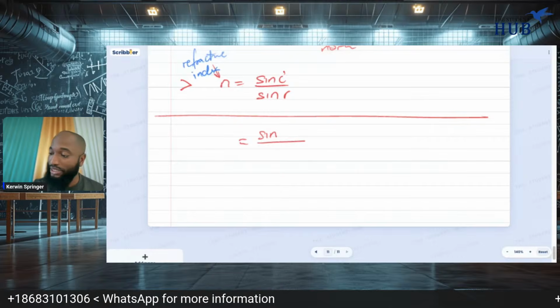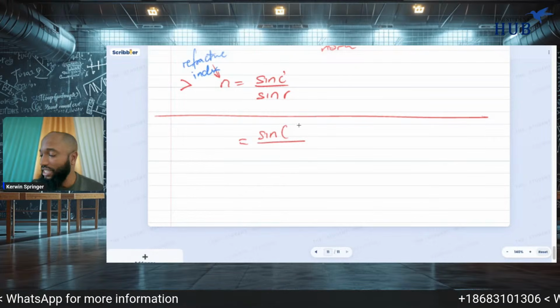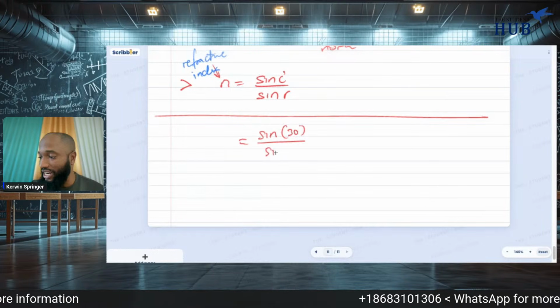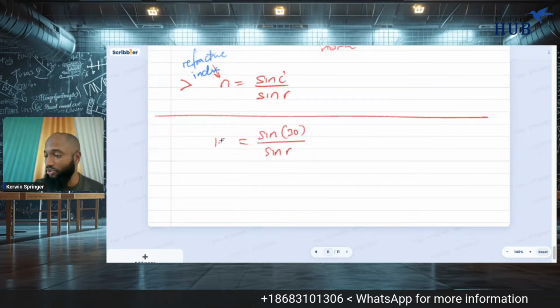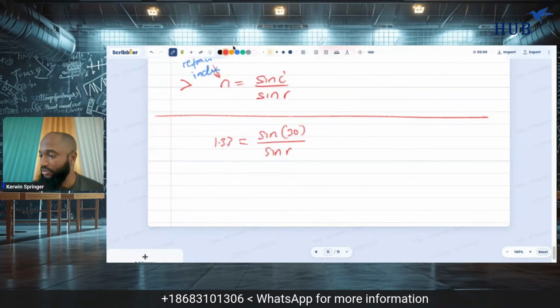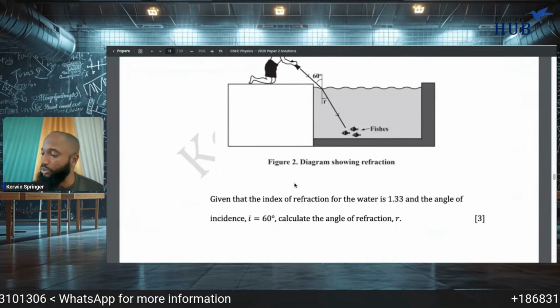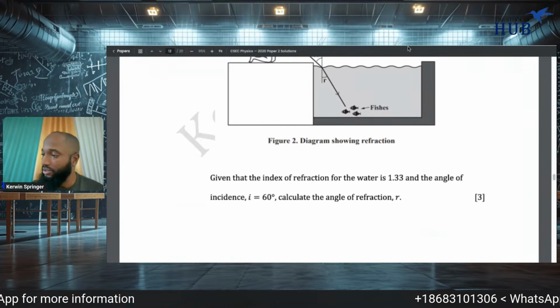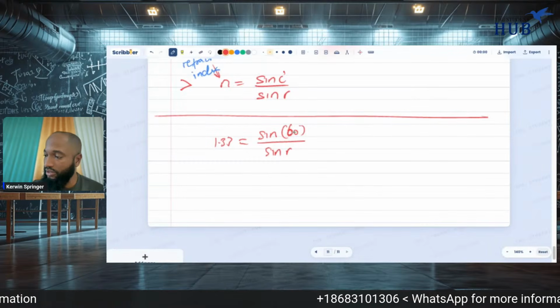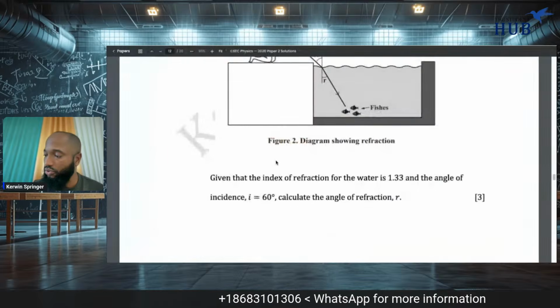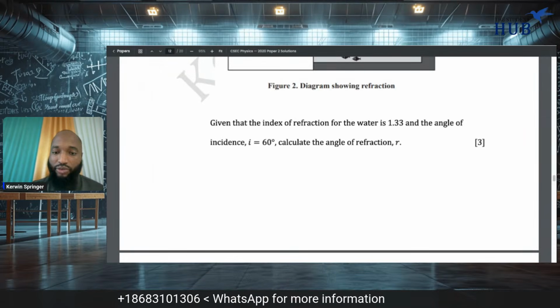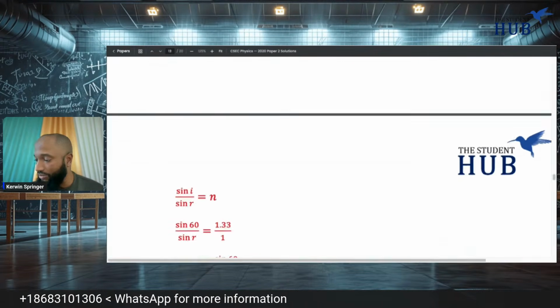Sine I was 30 over sine R, and N was 1.33 or something like that. And you just rearrange, so you get sine R. Oh, it was 60. It was 60. So you rearrange, and then you'll have to find the sine inverse. Everybody knows how to make the calculator do that, right?